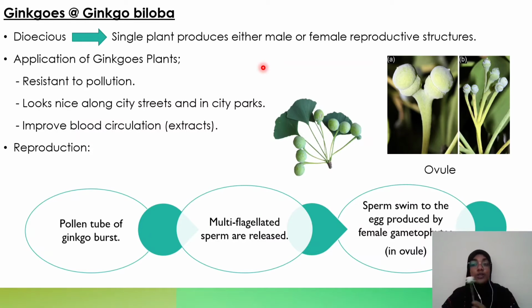Let's say this is a dioecious plant. A dioecious plant is a single plant, right? So for example, maybe this plant only has male reproductive structures, and maybe this plant has female reproductive structures, or maybe vice versa. So that's how we differentiate between dioecious and monoecious.